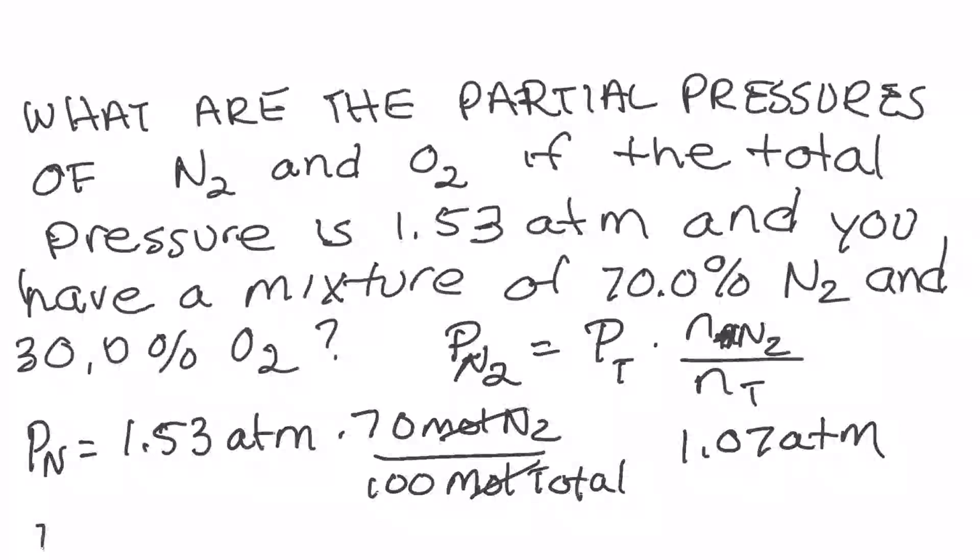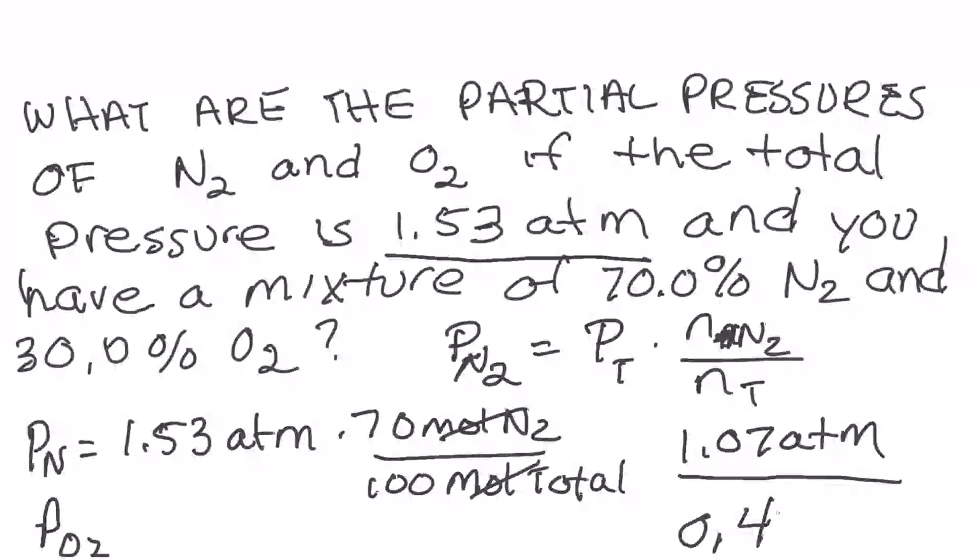To find the pressure due to oxygen, I could follow the same procedure, or I could do a simple subtraction. I know the total pressure. I know the pressure due to nitrogen. I can subtract the two, and I can find the pressure due to the oxygen, which would be 0.46 atmospheres. So there you have it, problems with total pressure and partial pressures. Give them a try in your problem book, and thanks for listening.